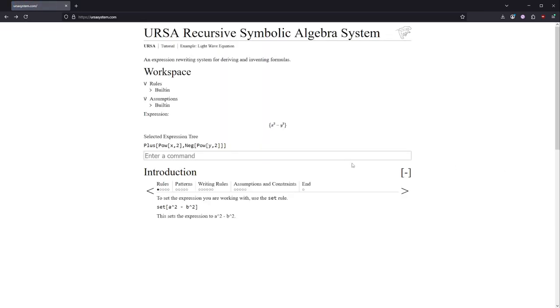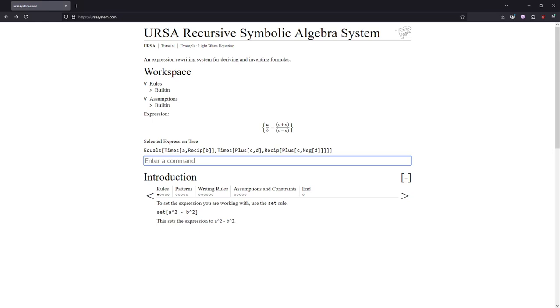So when you load the Ursa page, the first thing that we're going to want to do is set the expression to what we want to work with. Expression.set is almost always the first rule that you use when you're using Ursa. It just sets the expression to what you put in. So now we're working with a over b equals c plus d over c minus d.